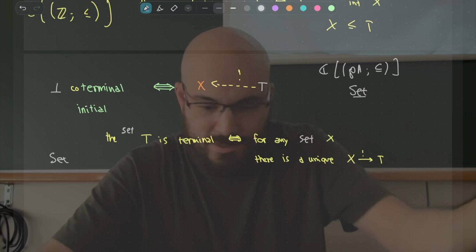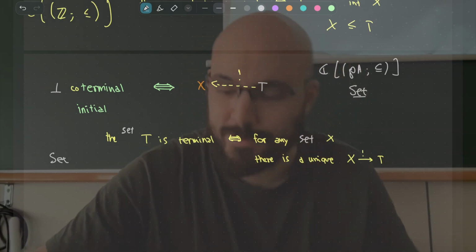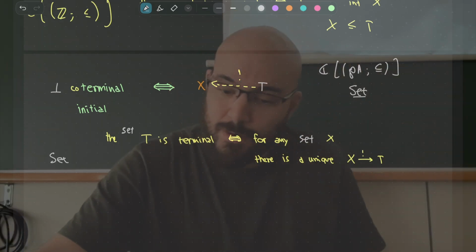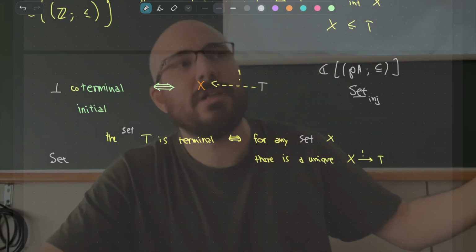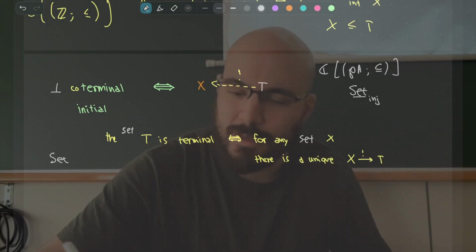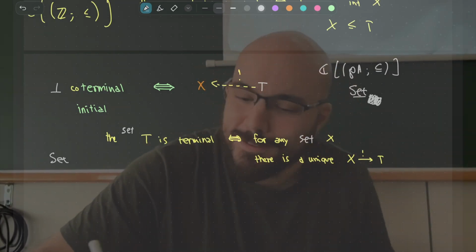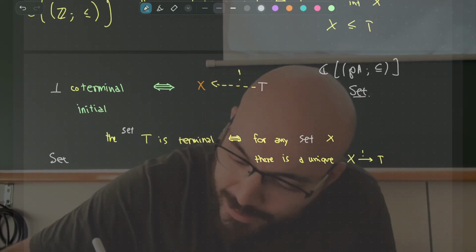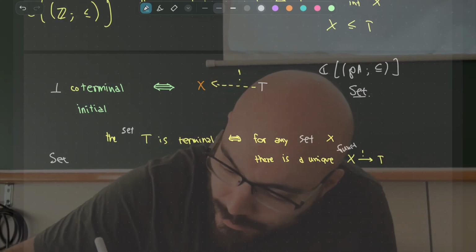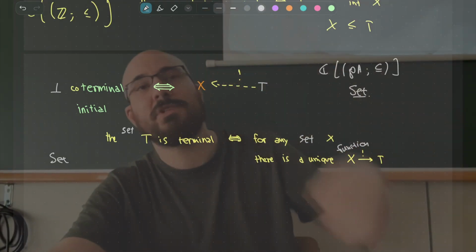So the objects are sets and the arrows are functions. And we've seen that you could restrict it and look at the category if you only take injective functions as arrows, but this is not called set. The category called set is sets with functions. So here it means that there's a unique function that goes from X to this mysterious T.